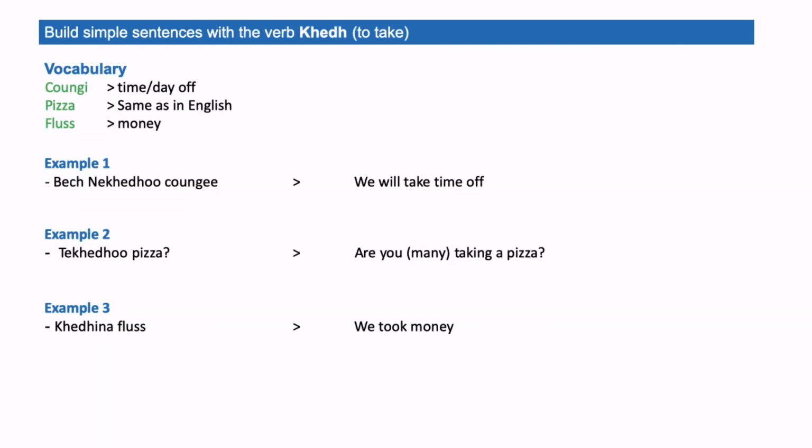Here are some simple sentences with the verb khad. The only word in the vocabulary that's different is pizza. Just try to put a Tunisian accent on it. Example 1. Besh nekhedhu konji. We will take time off. Example 2. Tekhedhu pizza. Are you, as in a group of people, taking a pizza? Example 3. Khedina flus. We took money.